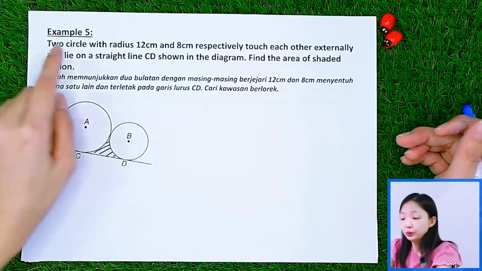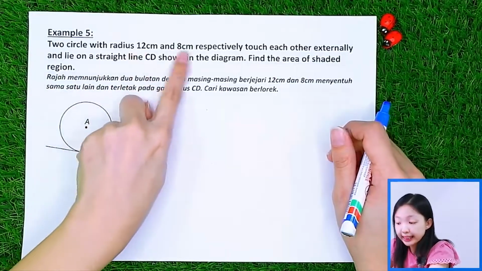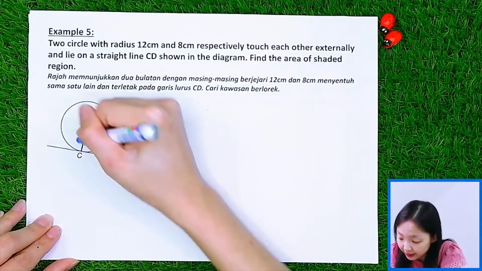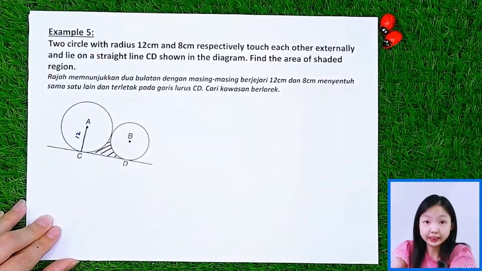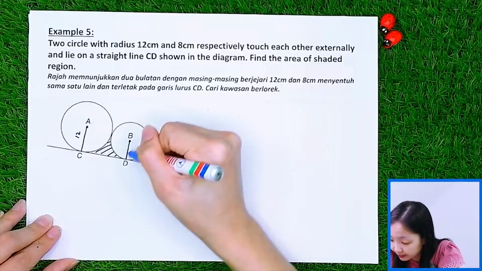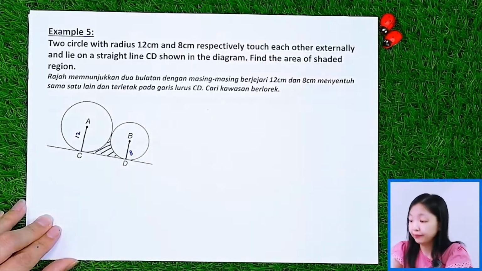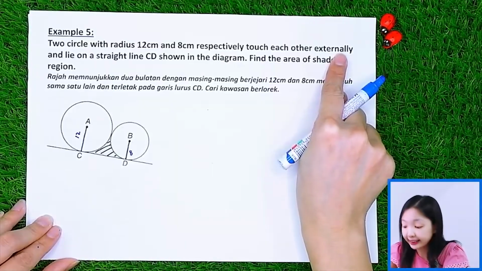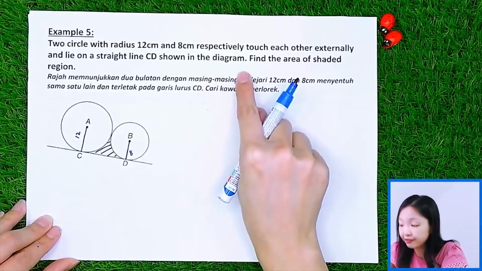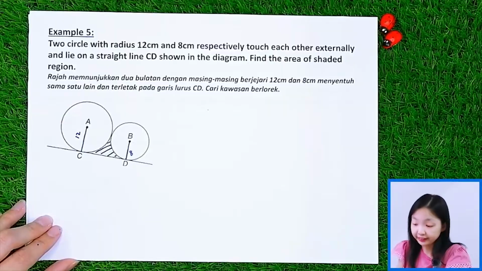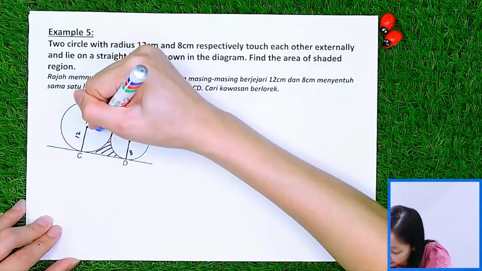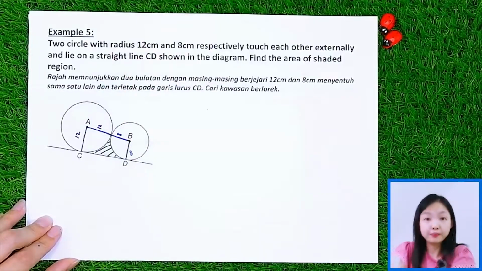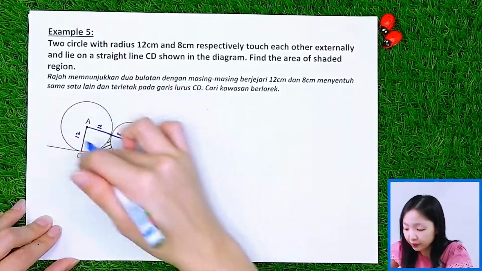Example 5: two circles with radius 12 cm and 8 cm. This circle, the radius is 12 cm, and this circle, the radius is 8 cm. They touch each other externally and lie on a straight line CD, shown in the diagram. Find the area of the shaded region. Now you know that here is also the radius, and here is also the radius of B. So what can you see from this diagram?